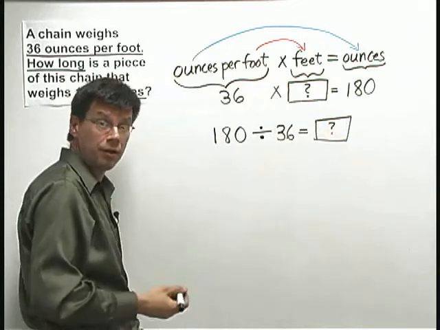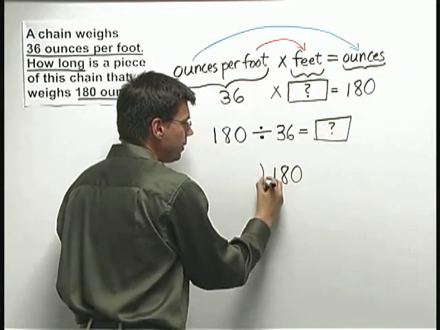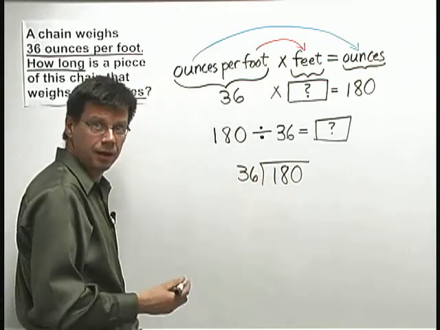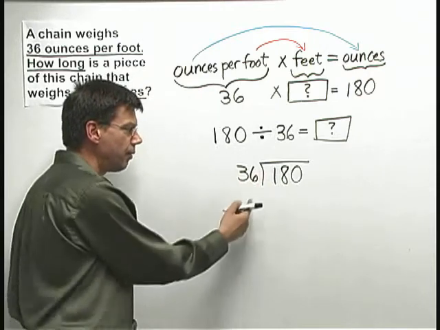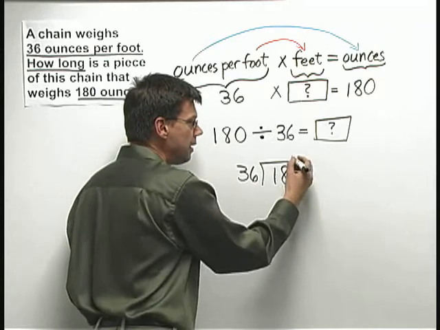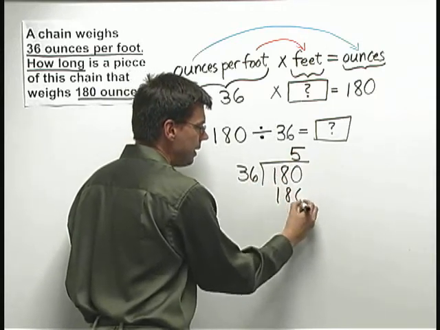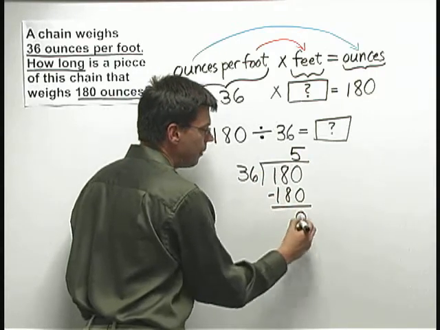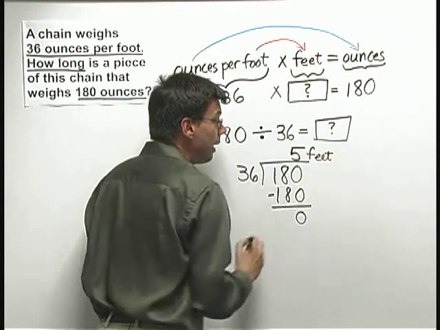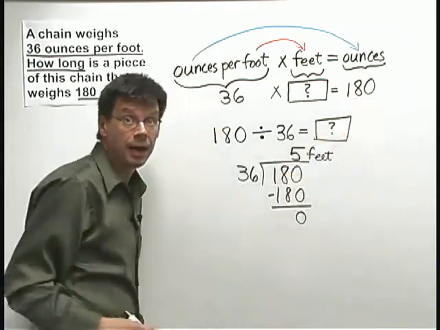Here, because whole numbers are involved, we can do long division. 180 divided by 36. And we've already figured this out, so I won't go through the steps again. We found out that 36 went into 180 5 times. 5 times 36 was 180. Our division came out even here. 5 feet, that was the length of the piece of chain that weighs 180 ounces.